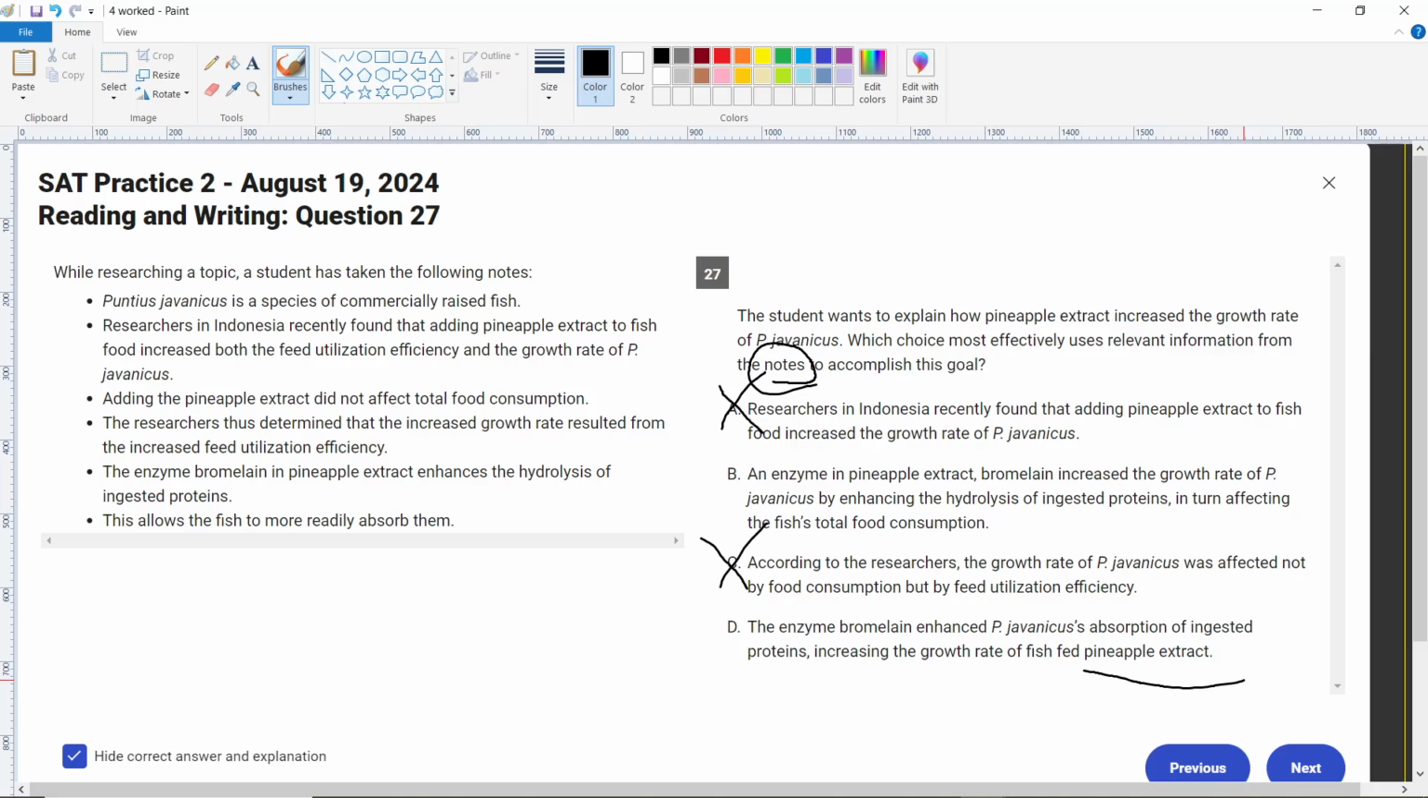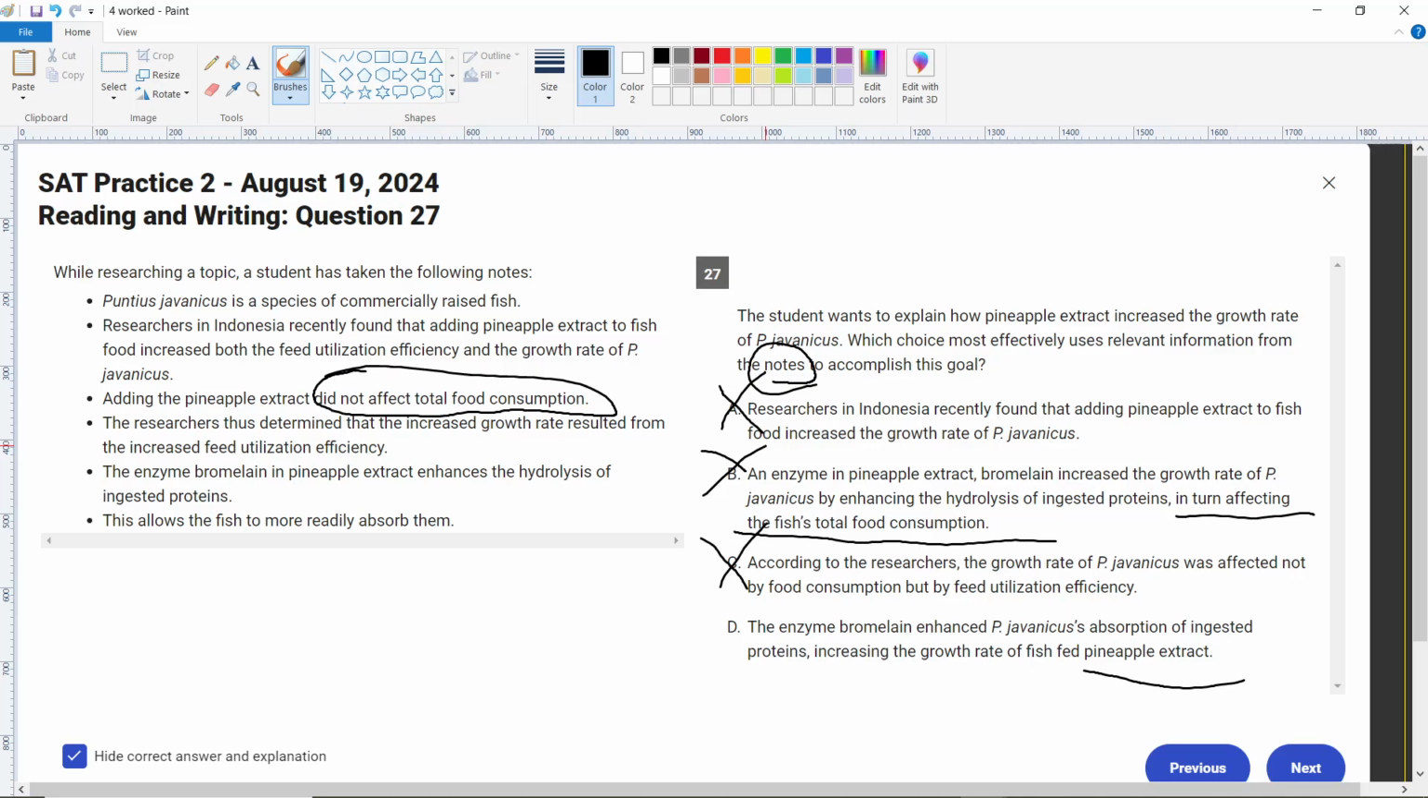Now I have to find out which one has some inaccuracy. So I'm going to look at the notes. P. javanicus is a species of commercially raised fish. Well, that doesn't help. Researchers in Indonesia recently found that adding pineapple extract to fish increased both the feed utilization efficiency and the growth rate. Well, that doesn't help either. Adding pineapple extract did not affect total food consumption. I just found it. This one says, in turn, affecting total food consumption. Those are opposites.